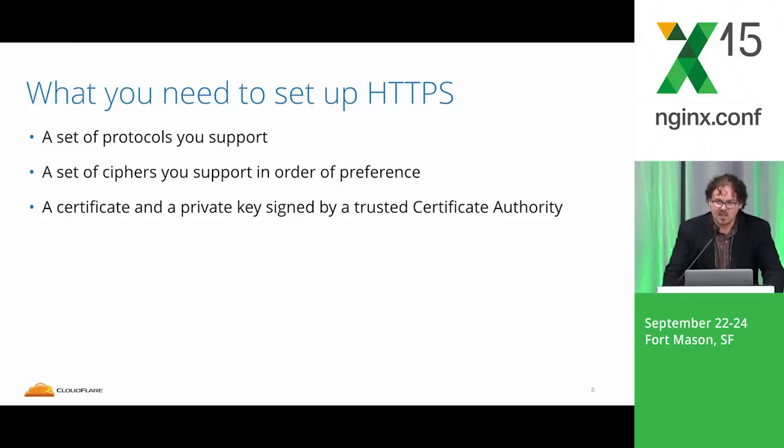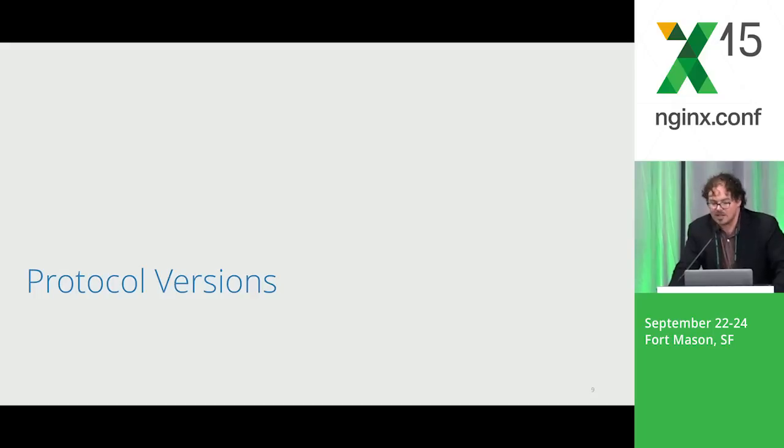So if you want to set up HTTPS for your service or your website, you need to make a couple of choices and obtain a couple of things. The first is which protocols you want to support. The second is which ciphers you want to support, and I'll go into what that means. And also a certificate and a corresponding private key that is, and this is an important part, trusted by a third-party certificate authority that your clients trust. I'll go into that a little bit later, but first, let's talk about protocol versions.